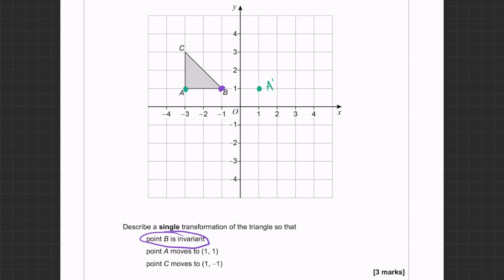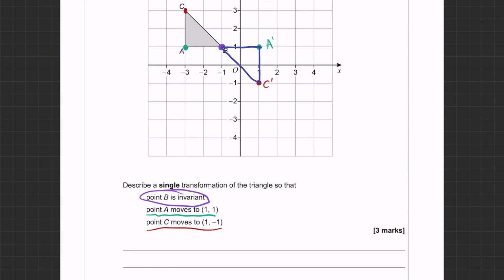I'm going to call it A dash. And point C, which is this one, moves to 1, minus 1, which is here. Means we can now redraw this triangle, so it goes to here, here, and here. Make sure you draw this with a ruler. I've got to write C dash here. All we need to do now is say, what's the single transformation that happens to this triangle?